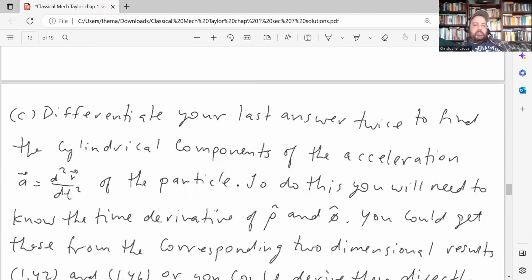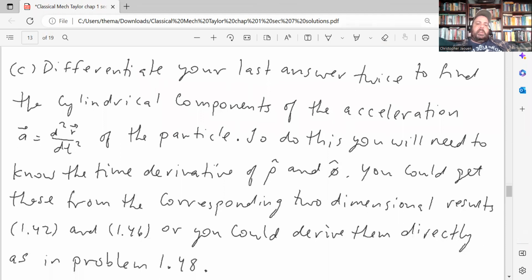And then the last part of this question is this one, part C. Differentiate your last answer twice to find the cylindrical components of the acceleration of the particle. To do this, you'll need to know the time derivative of rho hat and phi hat. You could get these from the corresponding 2-dimensional results. He means in the chapter when we talked about polar coordinates, or you could derive them directly as in problem 148.